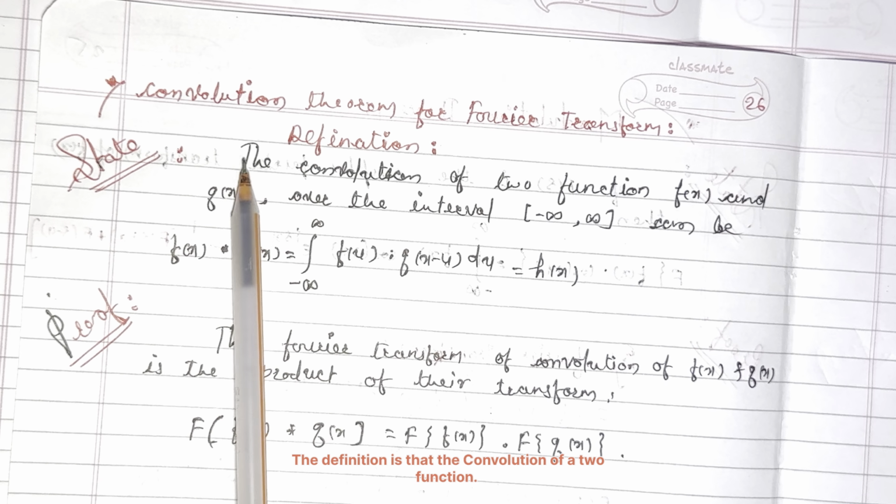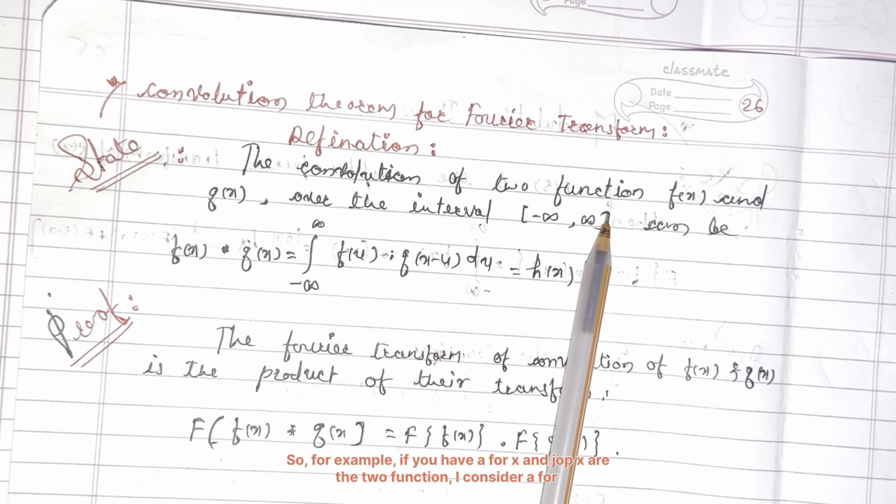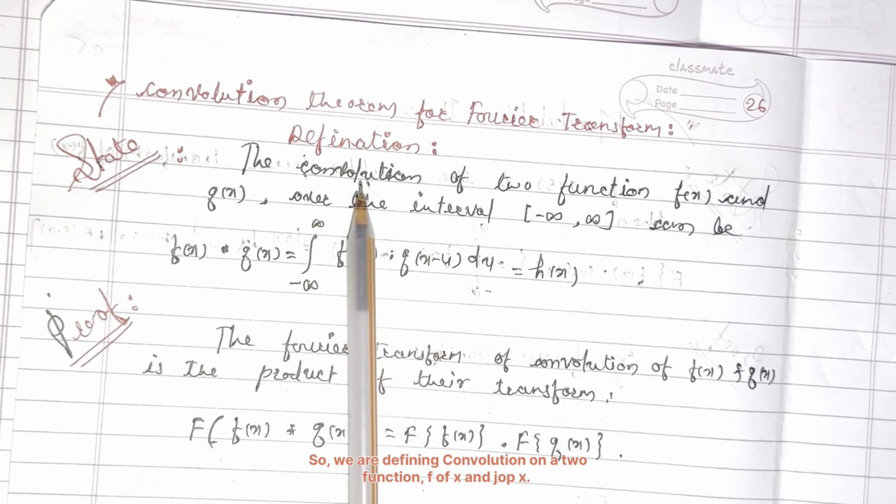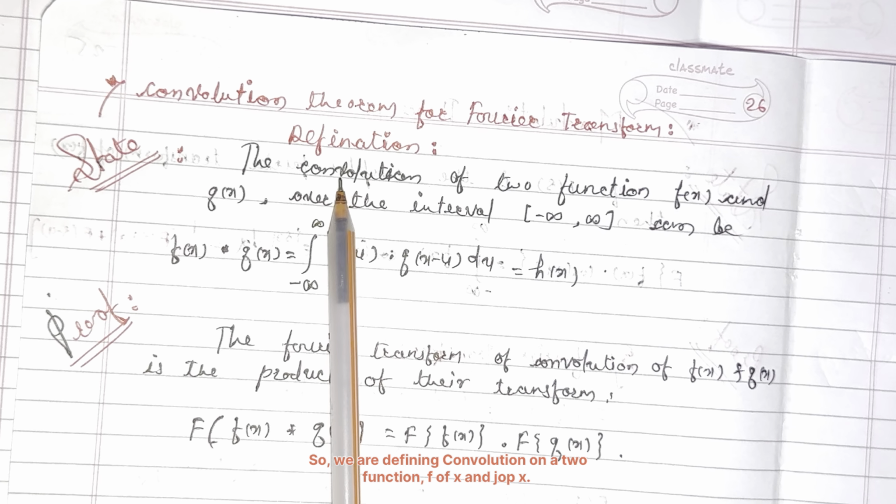The definition says that the convolution of two functions, for example if f of x and g of x are the two functions. As we are taking Fourier transform, obviously the interval minus infinity to infinity remains the same. So we are defining convolution on the two functions f of x and g of x. We write f of x star g of x as the integral from minus infinity to plus infinity of f of u g of x minus u du.